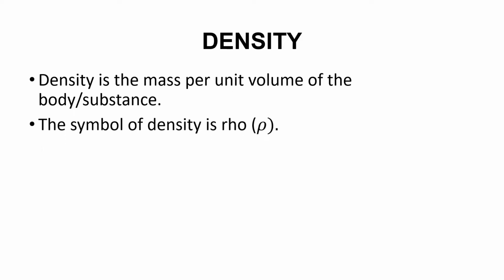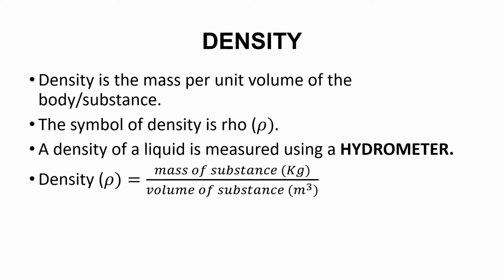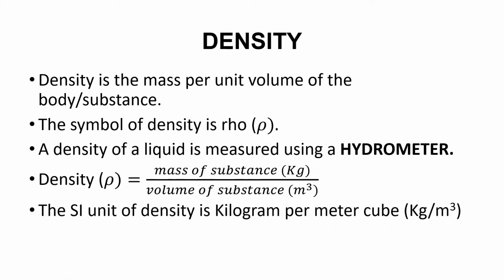The density of a liquid is measured using a hydrometer. So that's the instrument you can use to measure density of what? A liquid. Mathematically, density can also be defined as mass of a substance divided by volume of substance. We have already learned that the unit of mass is kg, then volume is also what? Cubic meter or meter cube. So if that's the case, then the SI unit of density will be kilogram per meter cube.